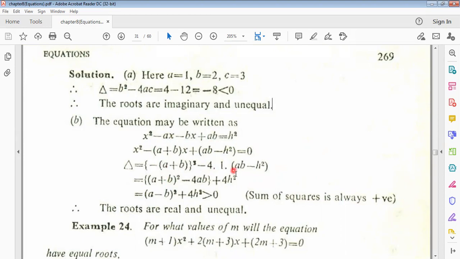B square minus 4AC. Just putting the values: B square, B means the coefficient of x, whole square, minus 4A, the coefficient of x square, and constant term C. After simplifying, minus whole square means plus: (a plus b) whole square minus 4ab plus 4a square. Just multiplying minus 4 with minus gives plus 4a square. And (a plus b) whole square minus 4ab is the formula for (a minus b) whole square. So it is (a minus b) whole square plus 4a square.